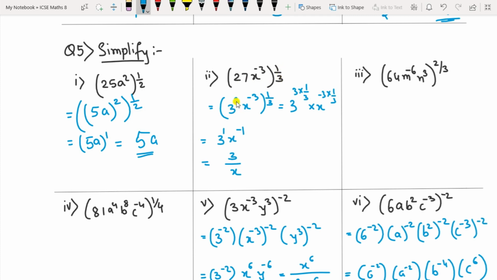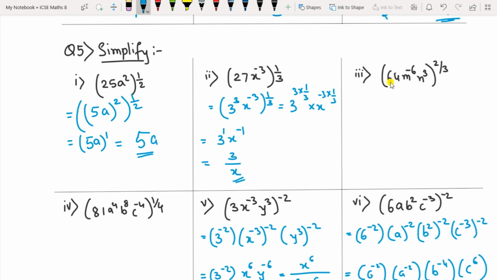So it is 3 cube, x is minus 3, 1 by 3. Multiply this power inside to each of the term. So it becomes 3 into 1 by 3, minus 3 into 1 by 3. So here 3 gets cancelled, it is 3 raised to 1, and here 3 gets cancelled, so x raised to minus 1. x is having negative power, so make it positive by doing its inverse. So this is the answer, that is 3 upon x.